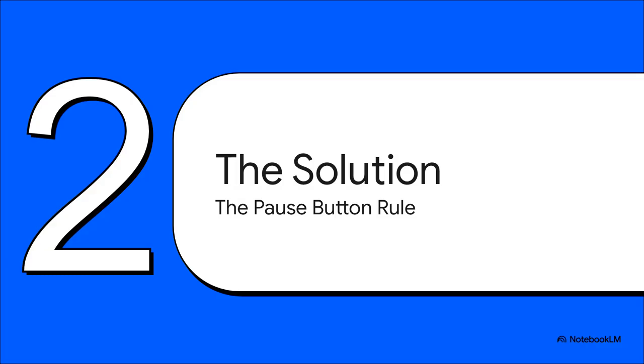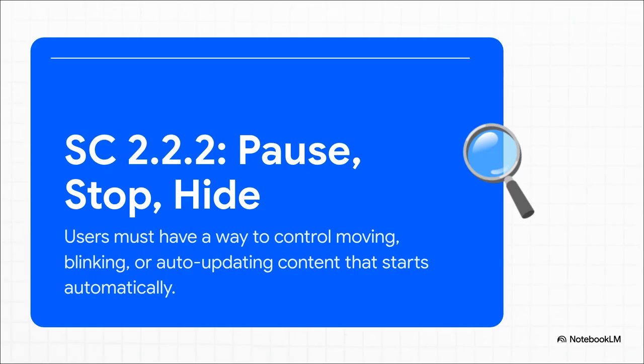So, what do we do about it? Thankfully, there's a really clear guideline for this. It's part of the Web Content Accessibility Guidelines, or WCAG for short. We're just going to call it the pause button rule, because that's exactly what it is. So, the fancy official name is Success Criterion 2.2.2, Pause, Stop, Hide. And hey, the name pretty much says it all, right?